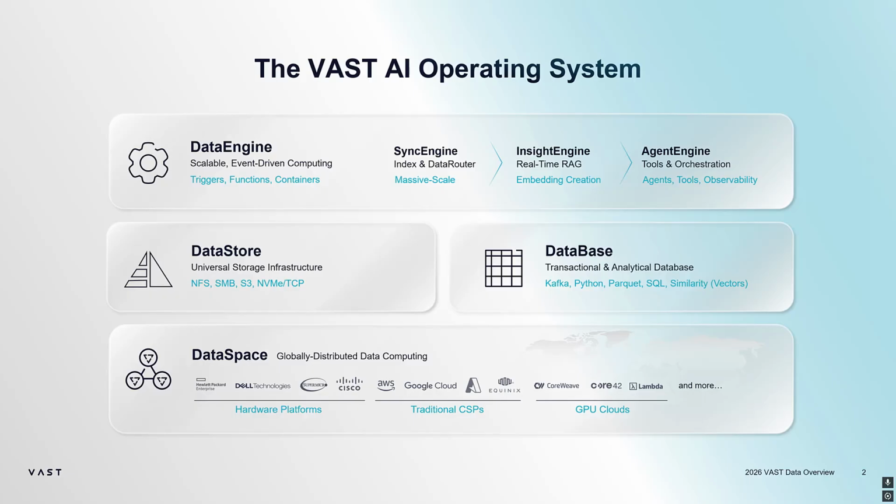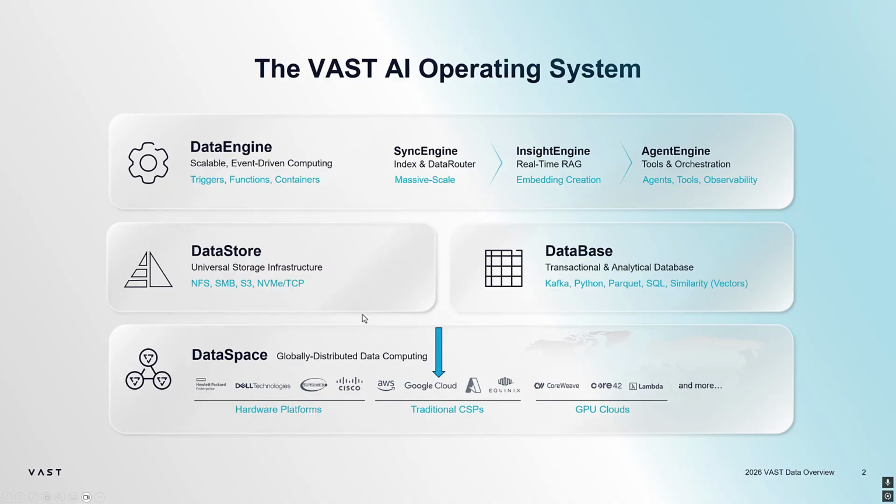The operating system spans from the beginning, the storage protocols that we host, to databases and the ability to run AI agents within the VAST AI OS itself. For this particular demo, we're going to talk about the data space factor. The data space is the ability to run your VAST Data OS itself in various locations. More specifically for this demo, we're going to talk about the ability to run it in Google Cloud, also known as GCP.